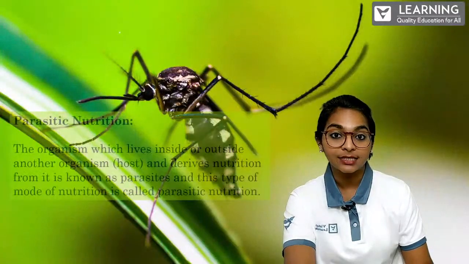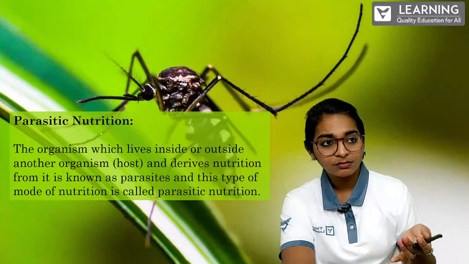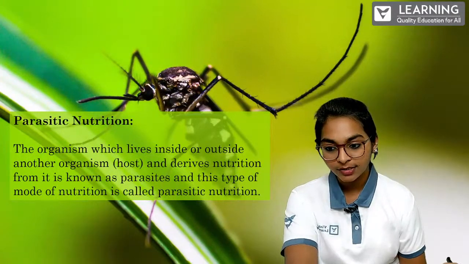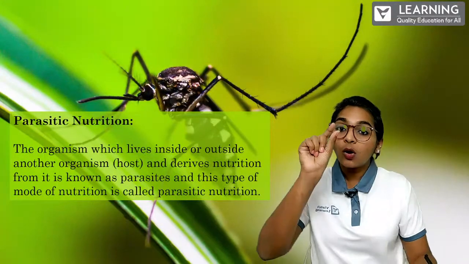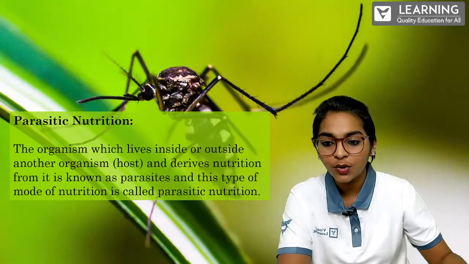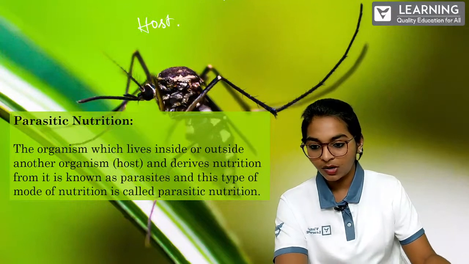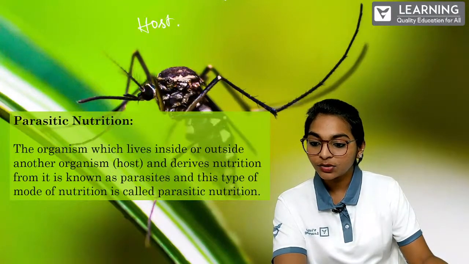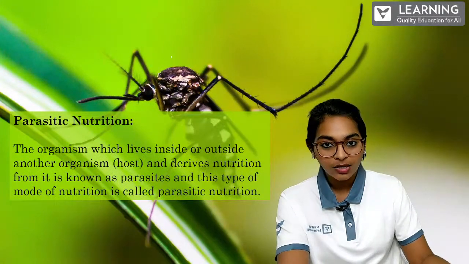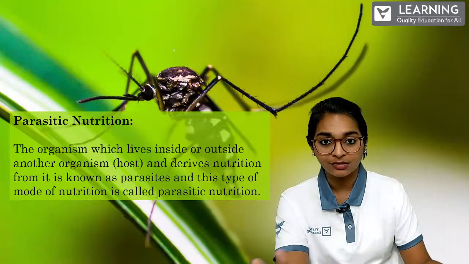Next, parasites. In parasitic nutrition, the organism has two options: either it lives inside another organism or it lives outside it. The organism in which it lives, inside or outside, is called the host, and this organism is called the parasite. It derives its nutrition from the host. Those are called parasitic organisms, parasites. Is that clear?